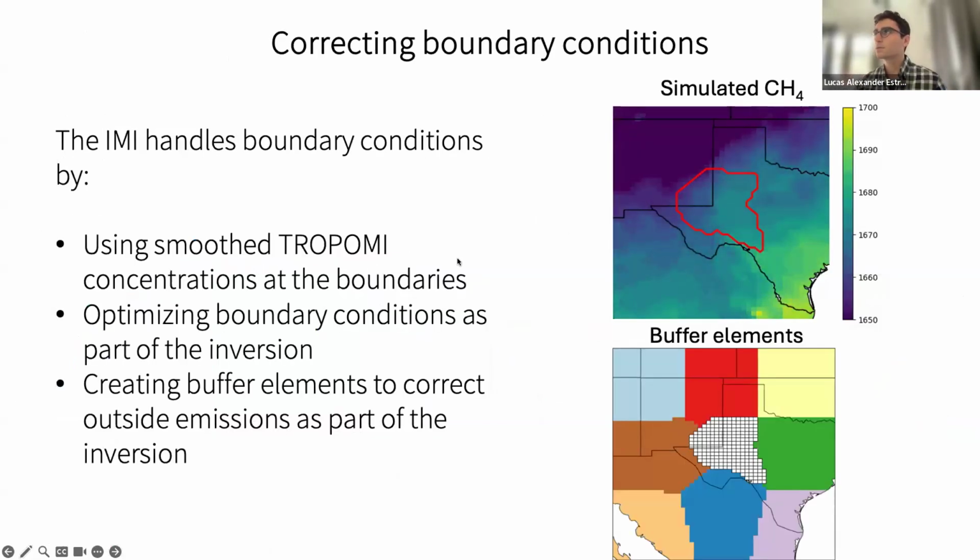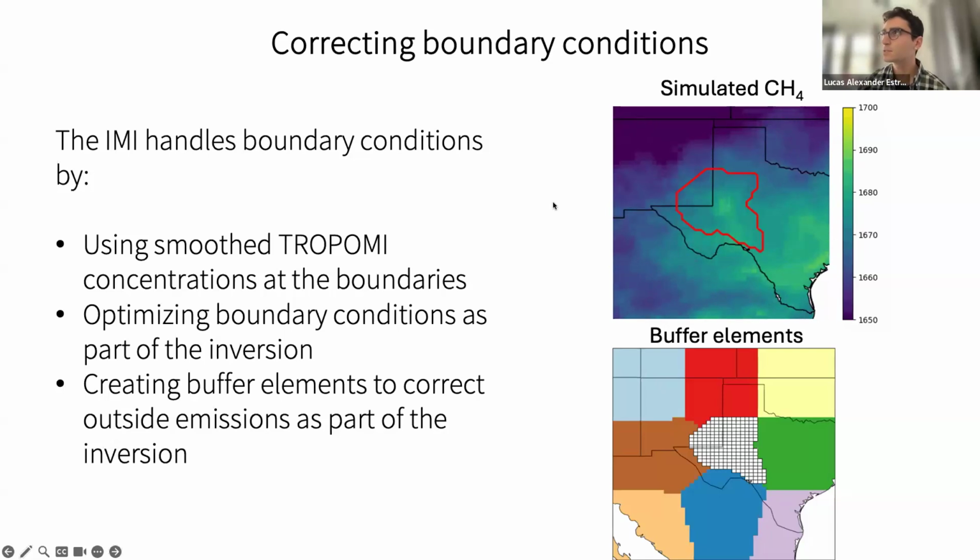Okay, the next thing I want to talk about is correcting boundary conditions. So boundary conditions can be a significant problem when you're trying to do a regional inversion. And what I mean by the boundary conditions is what's happening outside of our inversion domain, so outside of this box, because we have methane all around this area. And depending on the meteorology, it blows into our inversion domain and can then affect our results.